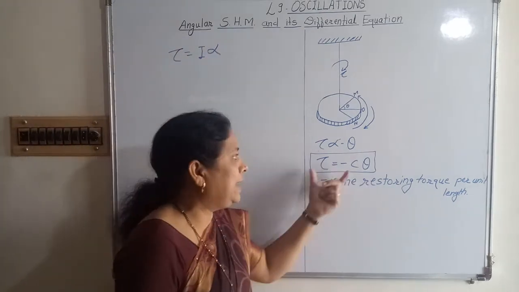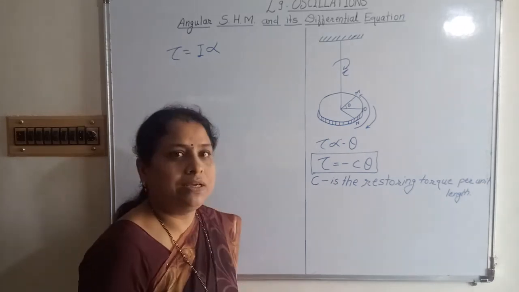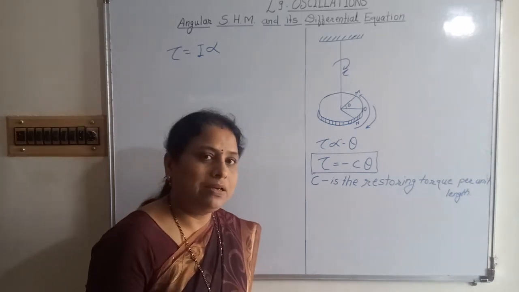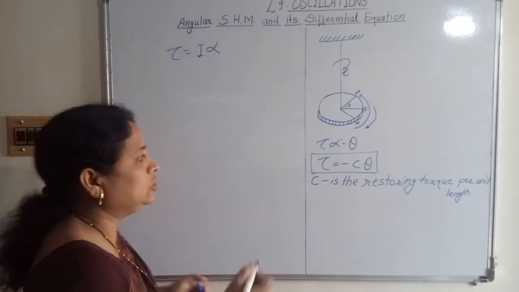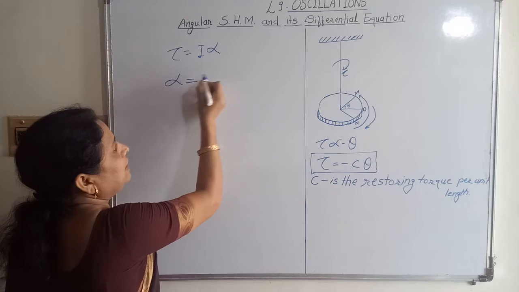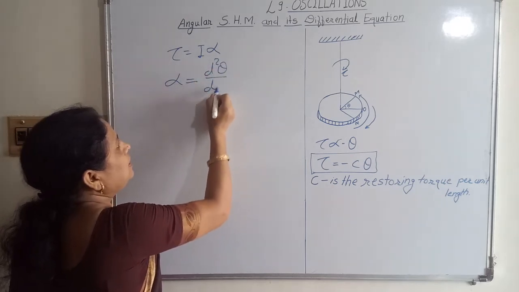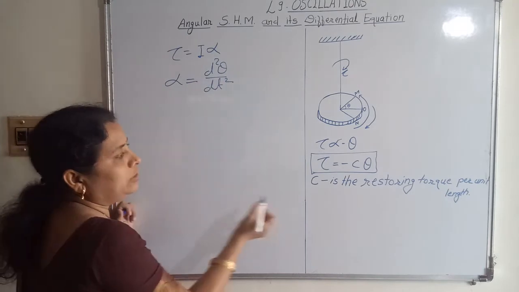We know that angular acceleration is the rate of change of angular velocity. And what is angular velocity? Angular velocity is the rate of change of angular displacement. So we can write alpha is equal to d square theta upon dt square. We use both these values here.